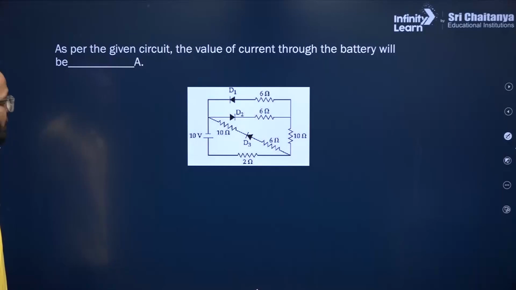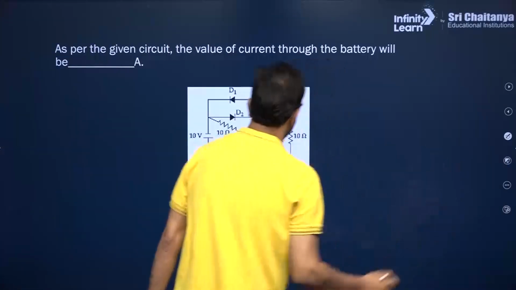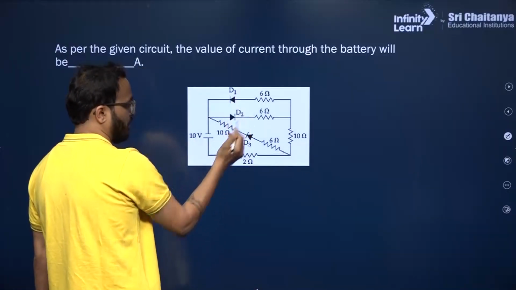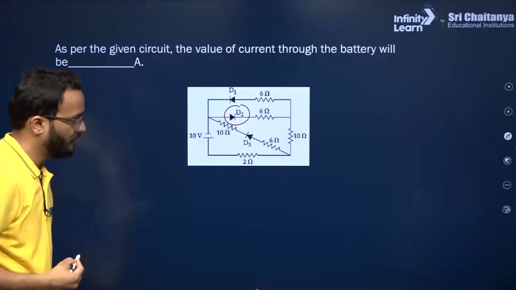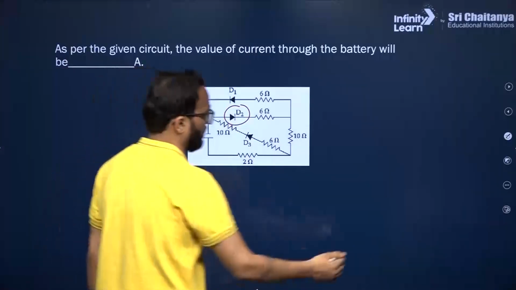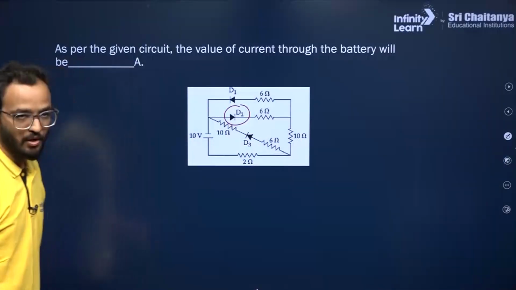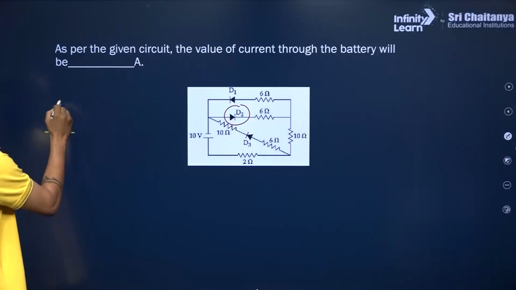Now, here this is very simple. What will we do? We know that this will not allow the current, only this one will allow. So technically D3 and D1 will allow, but D2 will not allow. So the circuit will eventually become somewhat like this.